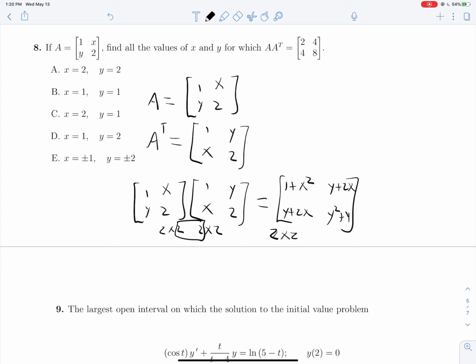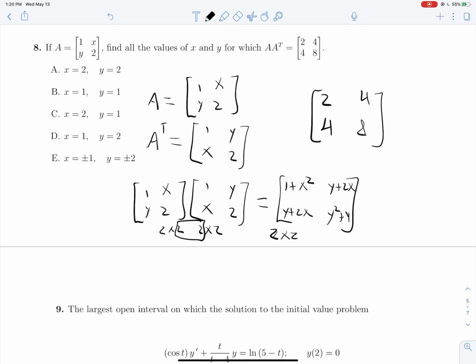Y squared plus 4. Okay, so when will this give us 2, 4, 4, 8? Well, if x is equal to plus or minus 1, we will get a 2 here. And if y is equal to plus or minus 2, we will get a 4 there. But I have a hunch that those negative values will not work for the off-diagonal elements, the C and D positions. So let's just try plugging in x is equal to 1 and y is equal to 2. We will get 2, 4, 4, and 8.